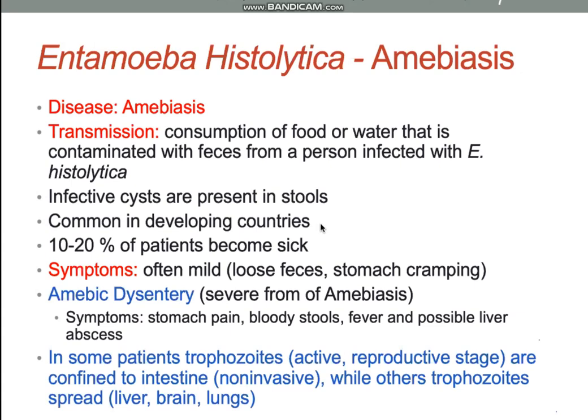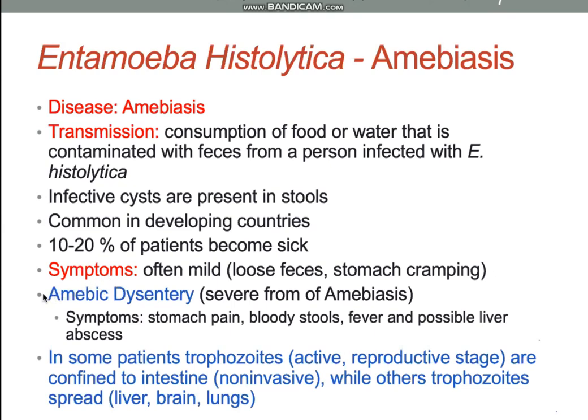It is common in developing countries, or common in all places where there is poor sanitation. When there is a mix between sanitation and water supply, usually it will become a problem, but usually it's not well developed in developing countries. Symptoms are often mild. Maybe you get it and just recover spontaneously and nothing happens. It wouldn't be something that prompts you to seek medical attention.